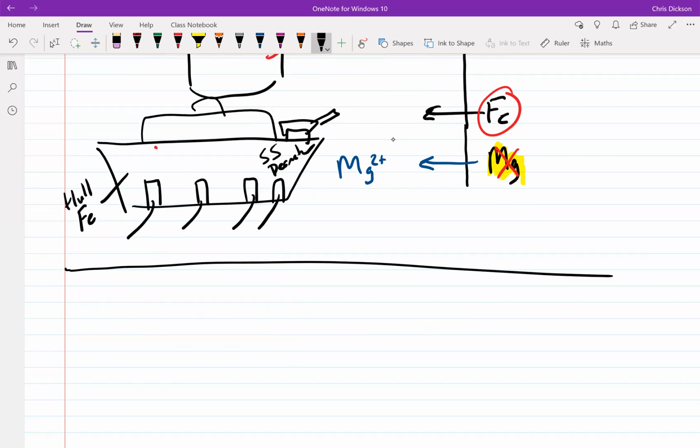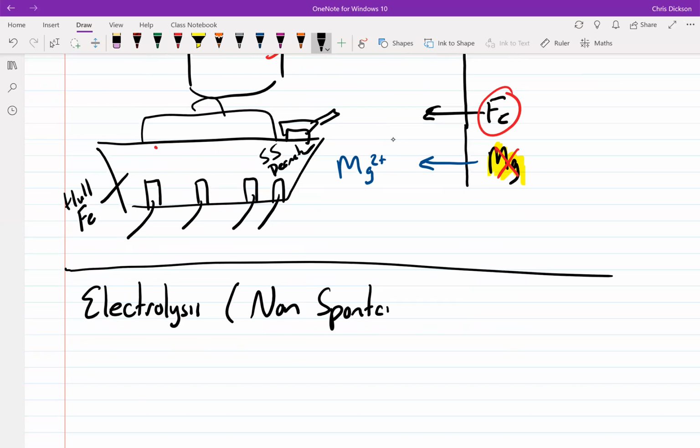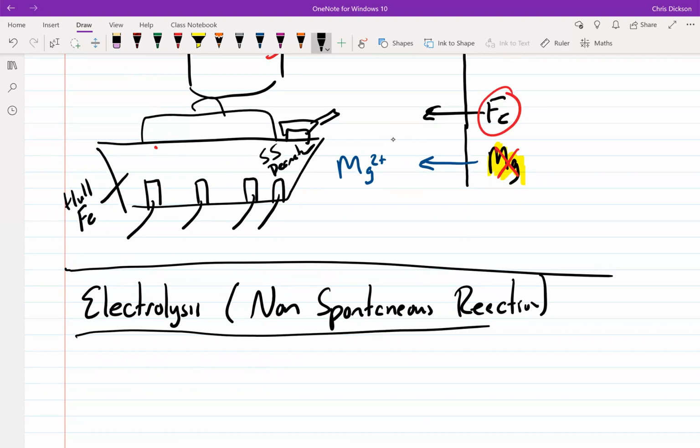So I wanted to finish off by talking about electrolysis reactions, or non-spontaneous reactions. So these are the reactions that do not happen on their own, okay? And once again, if you don't have a data table handy, you really want to get one here for this, because this is a bit on the confusing side.